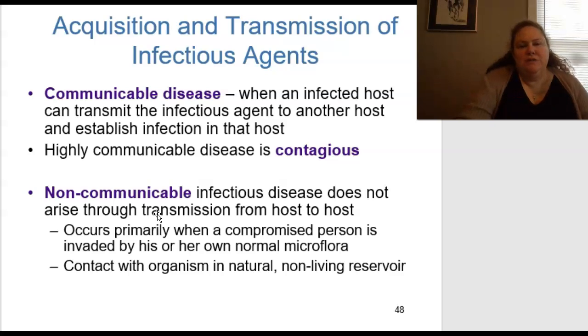So how do we acquire and transmit infectious disease? Well, we have communicable diseases, where an infected host can transmit the infectious agent to another host and establish infection in that host. A highly communicable disease is called contagious. We also have non-communicable infectious diseases that do not arise through transmission from host to host. These occur primarily when compromised persons are invaded by their own normal microflora, or when contact with the organism in a natural, non-living reservoir occurs.